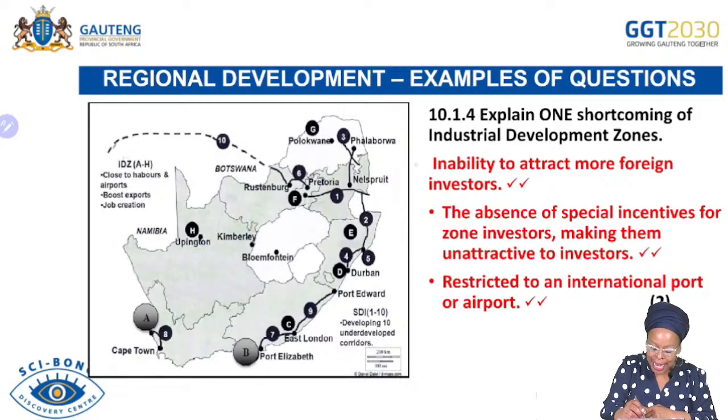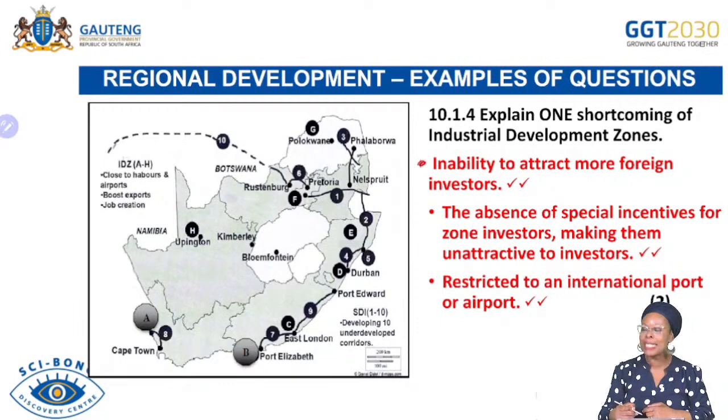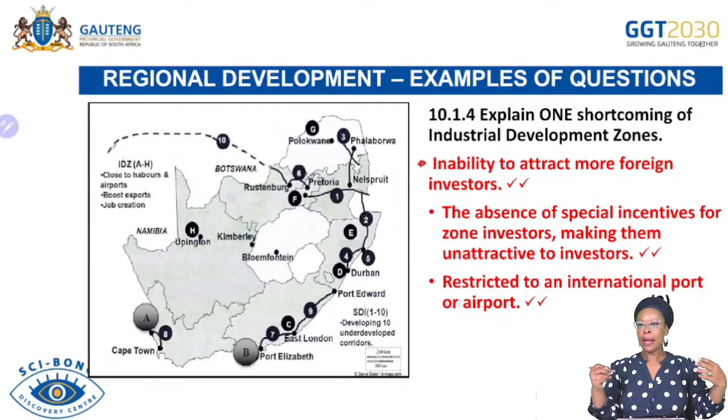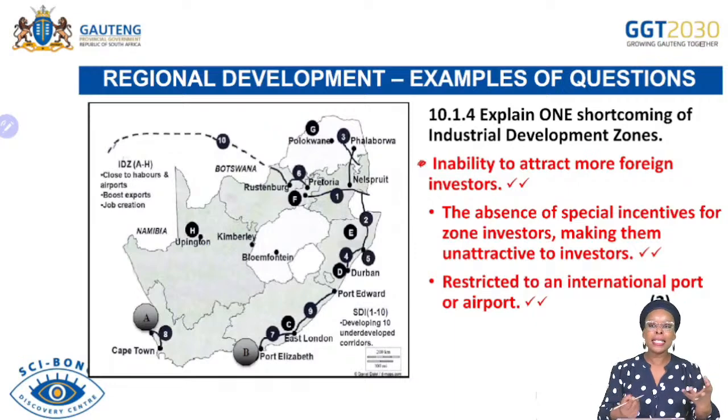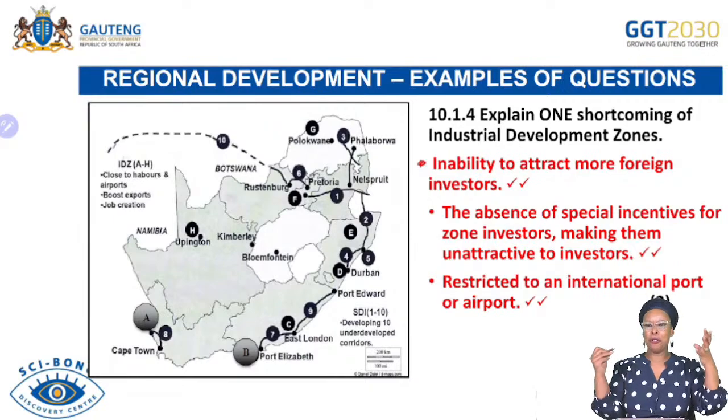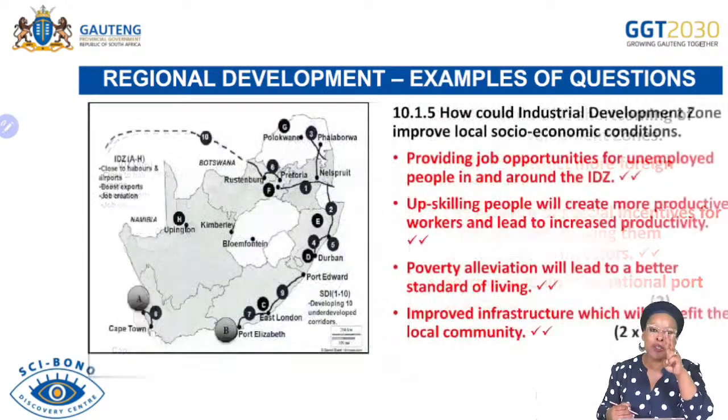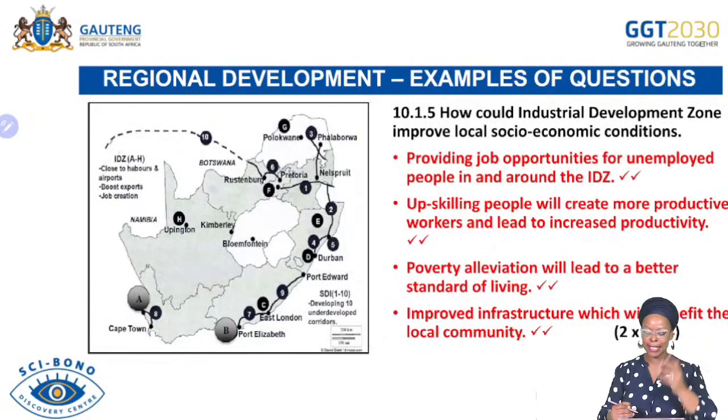You will mention that it failed to attract more investors, foreign investors. The financial incentives that were available were not attractive for investors. It was restricted to an international port or a harbor. You can mention it focused only on export market, but because it's a 2-mark question, give us 1 full sentence.